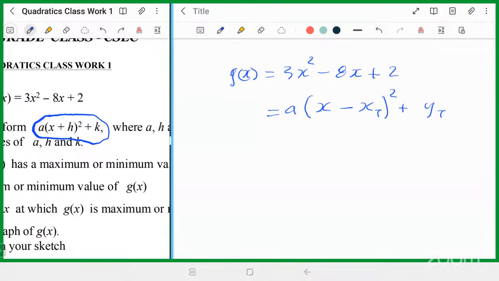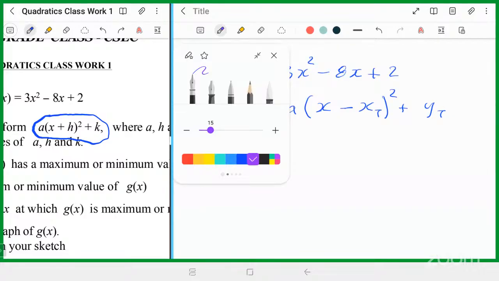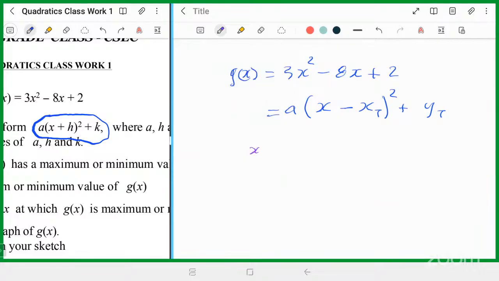That xt value is a different color. That xt value that is coming here is equal to minus b divided by 2a when we're using this method with the negative inside here. Now, where do we get the b and the a from? We get them from the standard form.